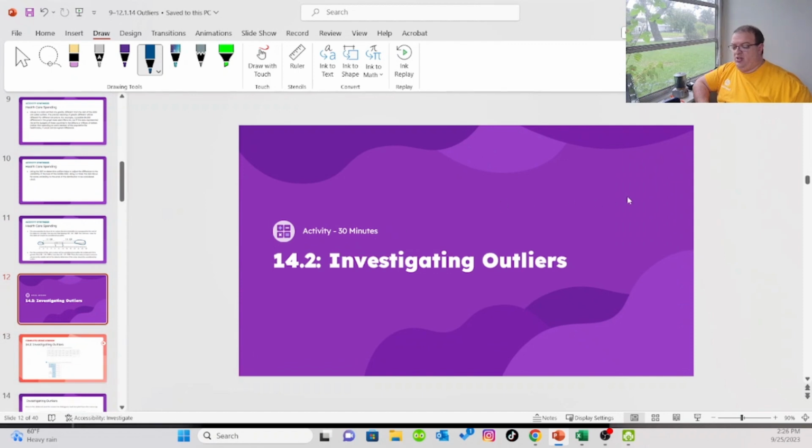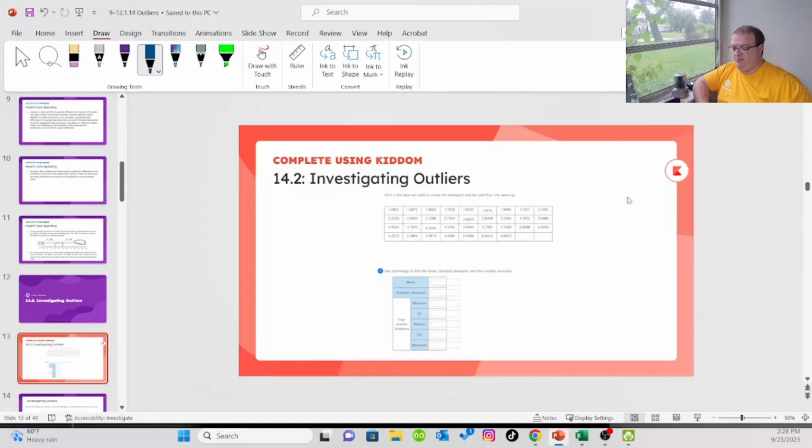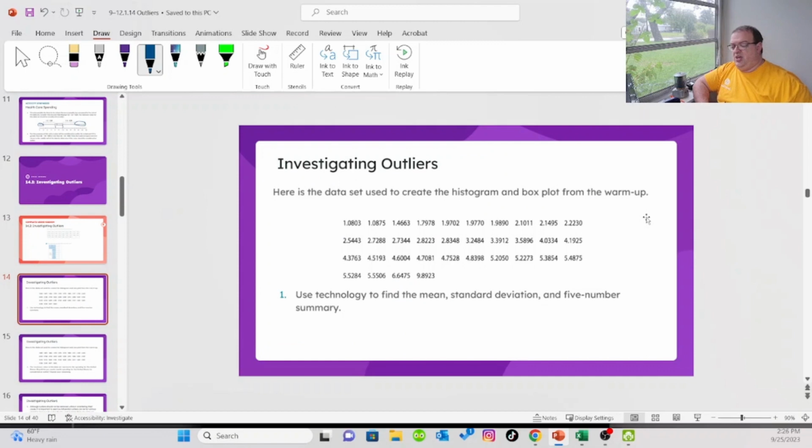So now we'll move on to our first activity, which is called investigating outliers. Here they give us a data set used to create the histogram and box plots from the warm-up. So these are the actual values given. Now we can see that outlier we were looking at. We said if it was above 9.1, it would be considered an outlier. And it turns out the value is actually 9.8923. So according to our calculations, we would have considered this one an outlier.